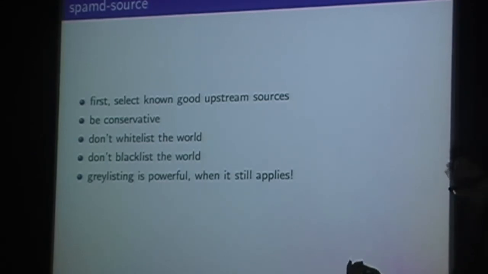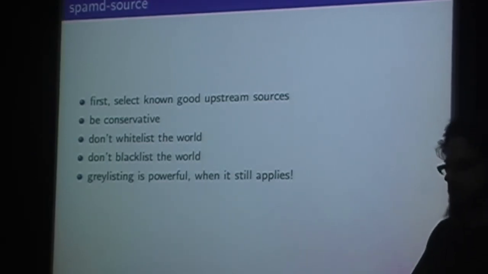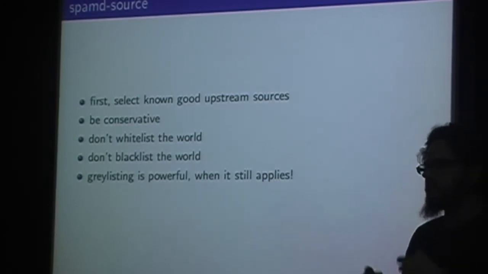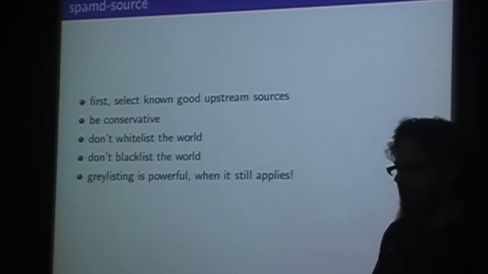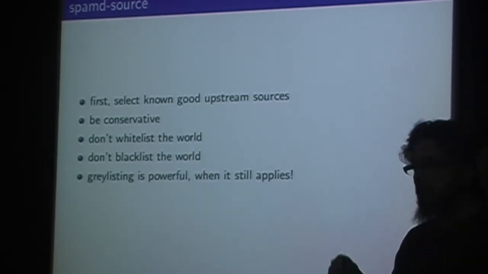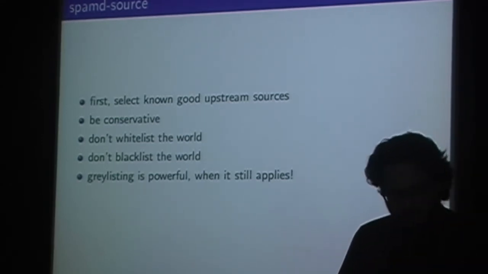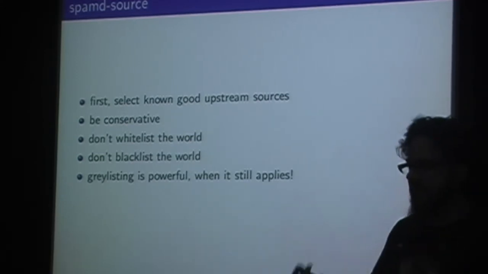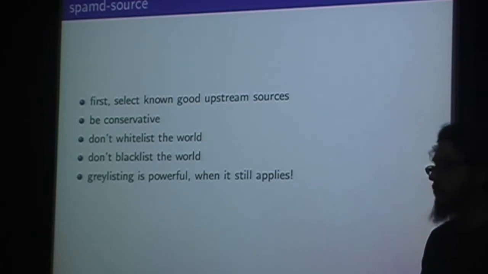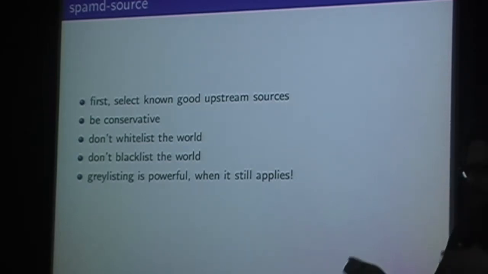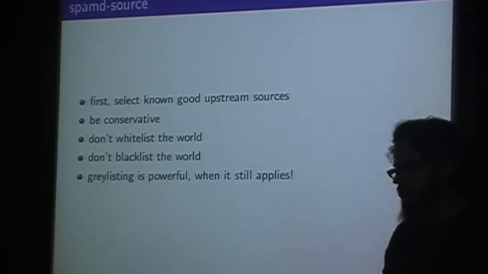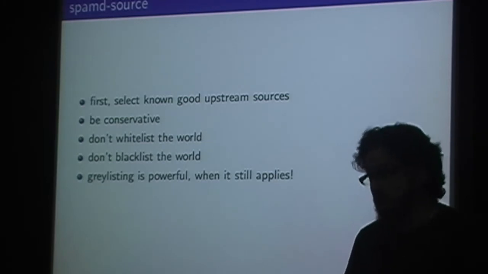First we have to select known good sources, because if you have bad sources, then the data is basically useless. We want to be as conservative as possible. I would much rather an address not be listed in either the white or the black lists than to falsely mark one as white or black. Greylisting is still very powerful, but it can only be powerful when it's available and when it's being used. If a system is on the white or black list and your system is configured to utilize this, then you skip the entire greylisting process.